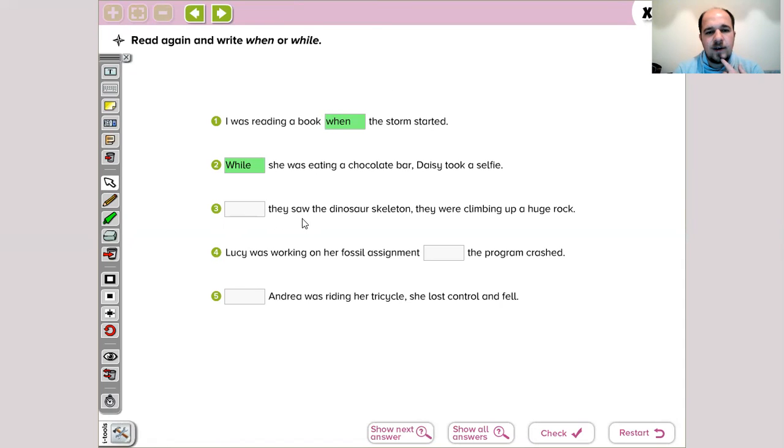Exercise 3. Here we go. This is a past simple verb. Remember, before the past simple, we use when. Exercise 4. Lucy was working on her fossil assignment. Blah, blah, the program crashed. Remember again, before past simple, we use when. And the last one starts with past continuous tense. This is a past continuous verb. So we use while before past continuous verbs.